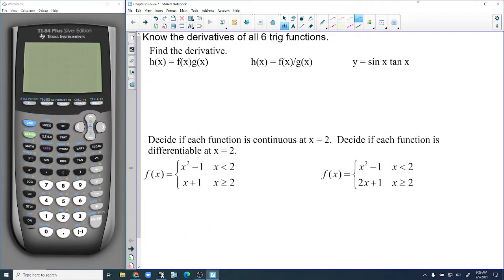First of all, know the derivatives of all 6 trig functions. Make sure you study those. Make sure you know those. We developed a couple of them, so it comes from somewhere, and you just got to spend some time with it. Find the derivative.